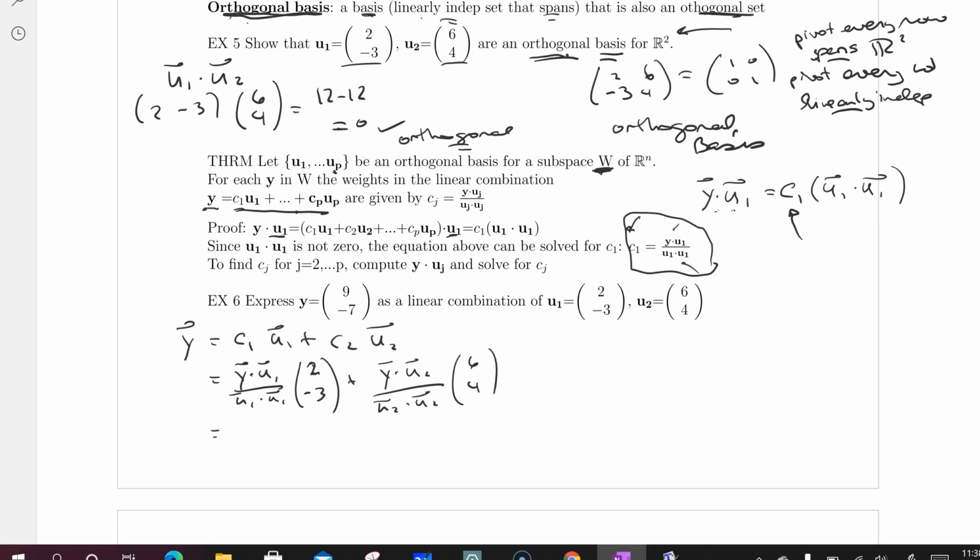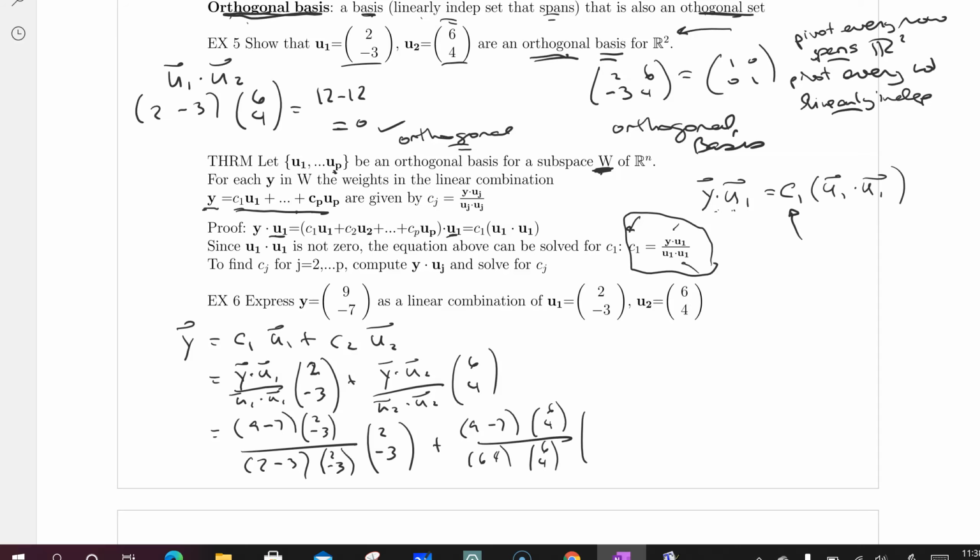So Y dot U1, the vector Y is 9, negative 7, so I'm transposing that, times U1, which is 2, negative 3. Then U1 dot U1 is 2, negative 3 dotted with 2, negative 3. So all of this will be a number. Then I'm going to multiply by U1, plus. So let's do the same thing. I'm just going to set them up. U2, which is 6, 4, and then down here, 6, 4 dotted with 6, 4, and that's all going to be times 6, 4.